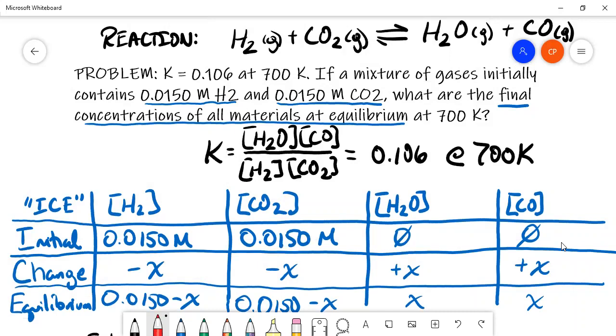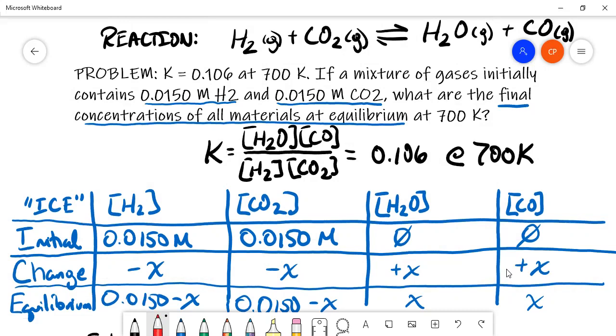If there's going to be a reaction, I've got to make H2O and CO. I have to have a positive addition to the quantities of H2O and CO present. That's why these are positive X's, because they're adding to the concentrations of H2O and CO present. They have to. We started with no H2O and CO to begin with. These are on the product side.